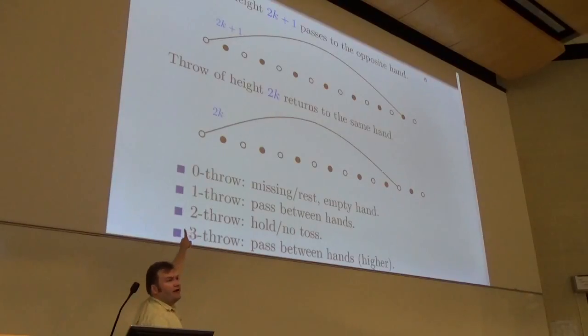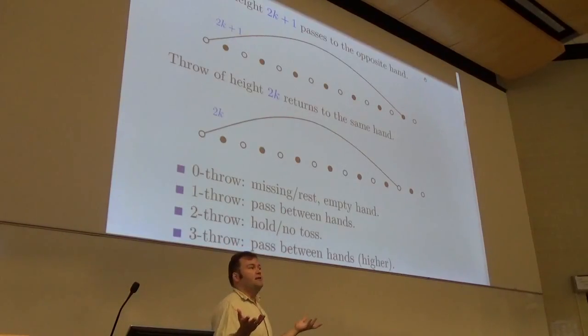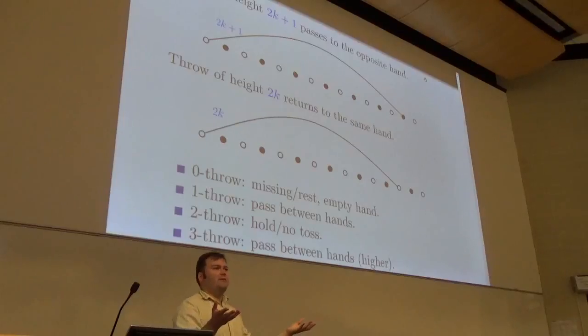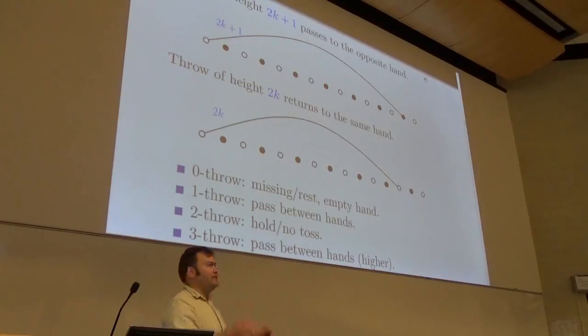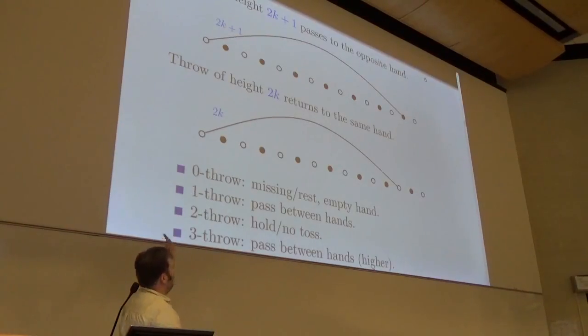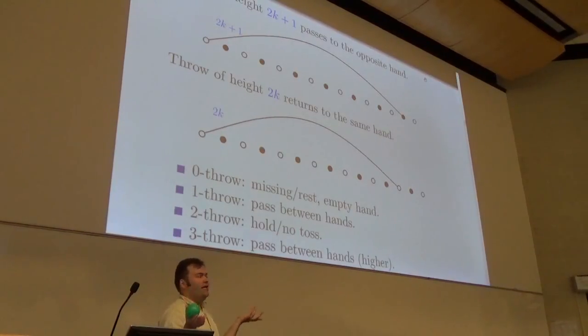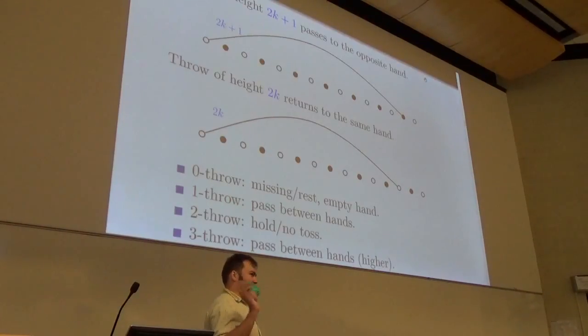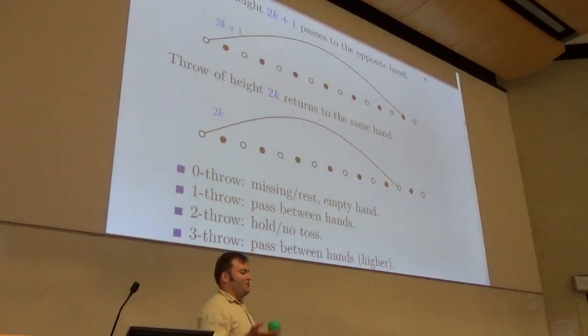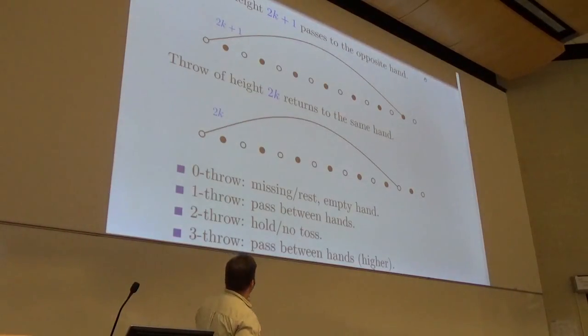So here is how you can translate these throws now, right? A zero throw would just mean that it's missing or you have an empty hand. So all of you right now are juggling the sequence 0, 0, 0, 0, 0, 0, right? Not doing it. A one throw, this is an odd throw, right? So one has to pass from one hand to the other. So this would be a one throw. It's just a quick pass between the two hands. A two throw usually just means that you're actually holding it, because a throw of height two would be really, really low. So normally you don't even do anything, you just hold there.